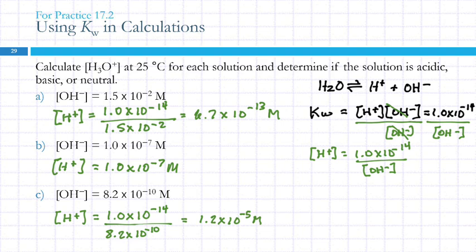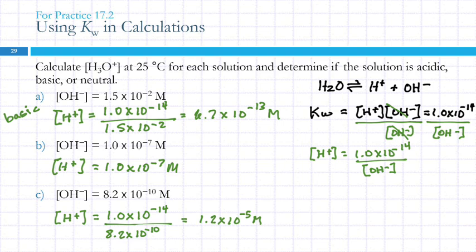There's one more thing. It's asking us, are these solutions acidic, basic, or neutral? So let's look at A. I find it easier, more straightforward to look at the hydrogen ion concentration. If the hydrogen ion concentration is greater than 10 to the minus 7, it's acidic. Is it greater here? No, it's less. So this must be basic. You can also look at this one and see that this is bigger than 10 to the minus 7, so it's basic.